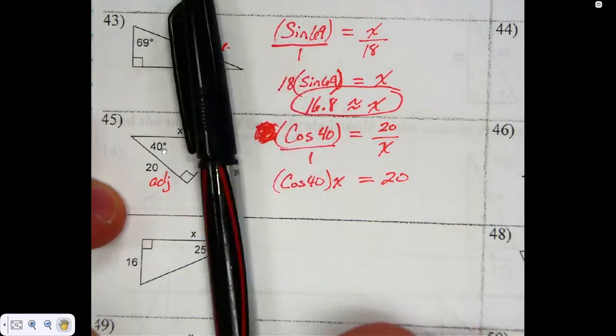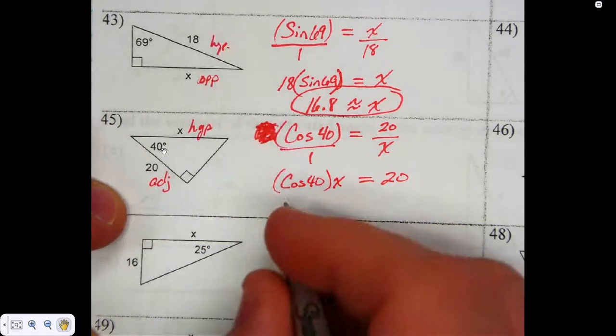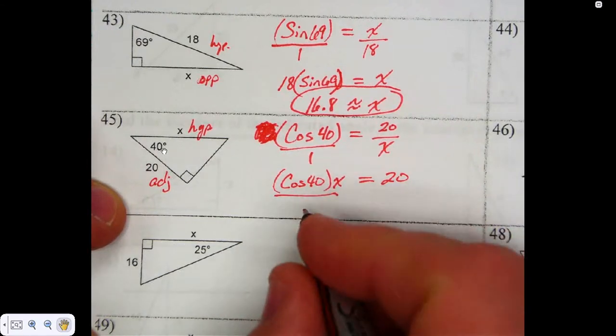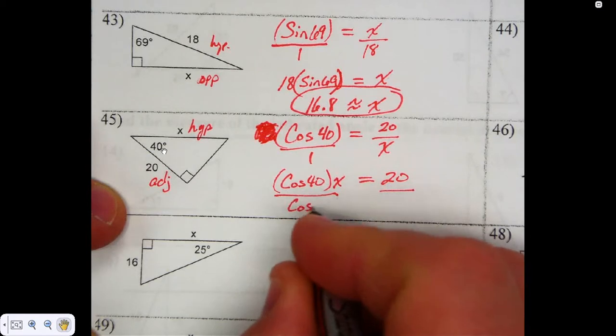40. No, cosine. Cosine of 40. Because remember, when you put that in your calculator, it spits out an ugly number. As I always say, don't discriminate against those poor ugly numbers. So the concept doesn't change here. I'm going to divide both sides by what?